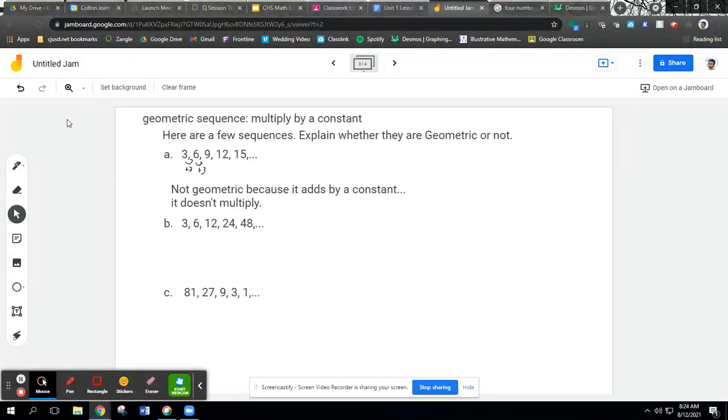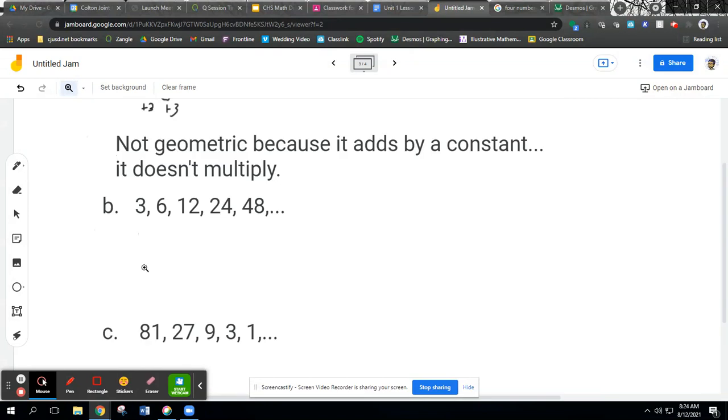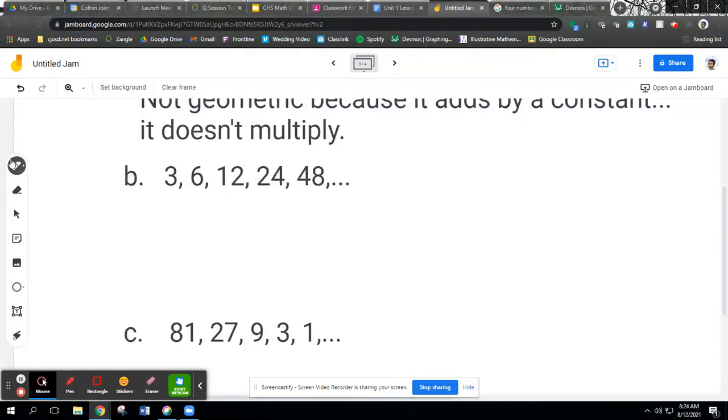All right, let's look at B. B says 3, 6, 12, 24, 48. Well, let's test and see what happens here. Let's think multiplication. Well, yeah, 3 times 2, like we said earlier, will equal 6. 6 times 2, hey, that works. That equals 12. 12 times 2, that equals 24. And 24 times 2 is 48. So yes, this is a geometric sequence because we multiply by a constant.